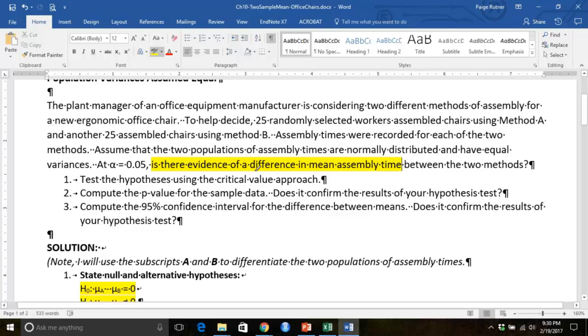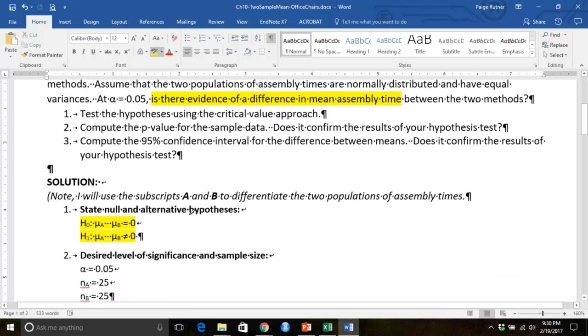It's just asking, is there evidence of a difference? And so that's the kind of terminology or verbiage that you would look for to recognize that you're in a two-tailed situation.